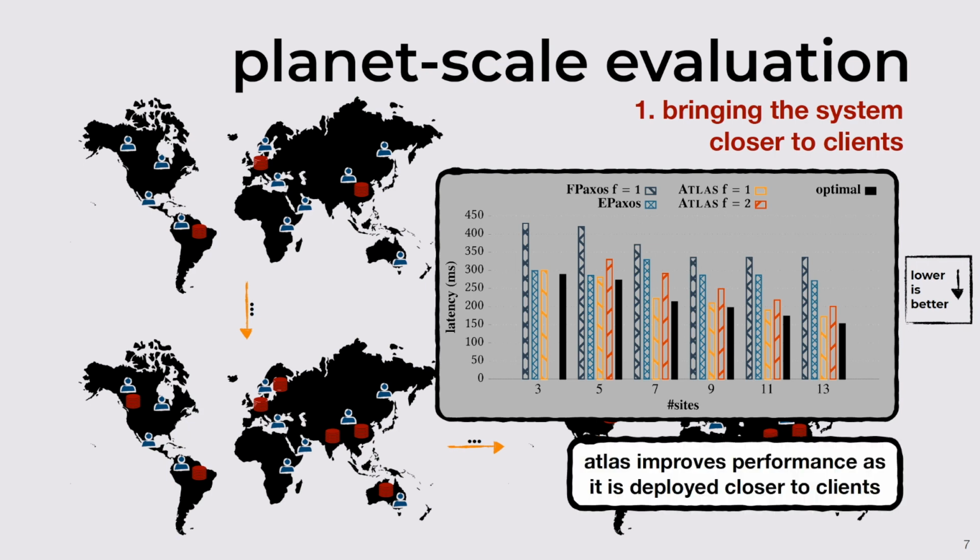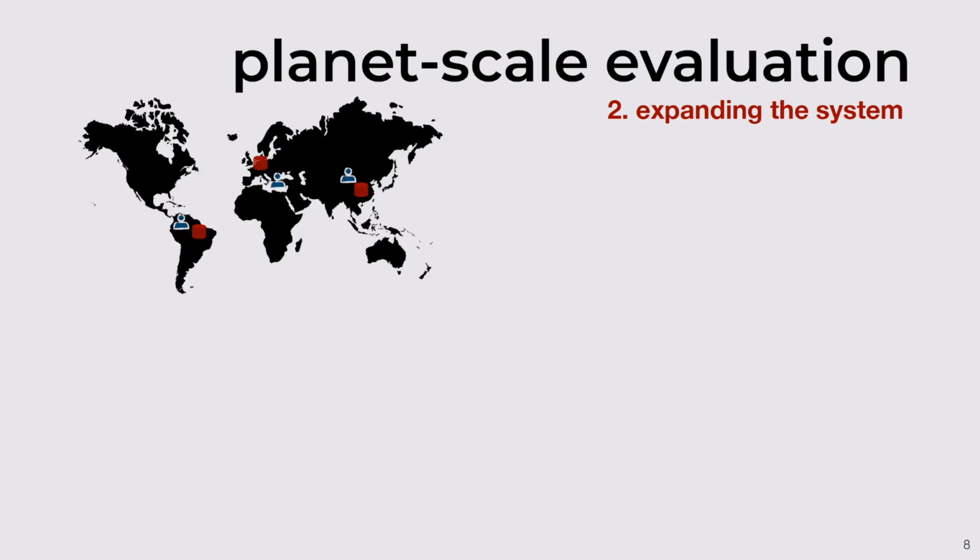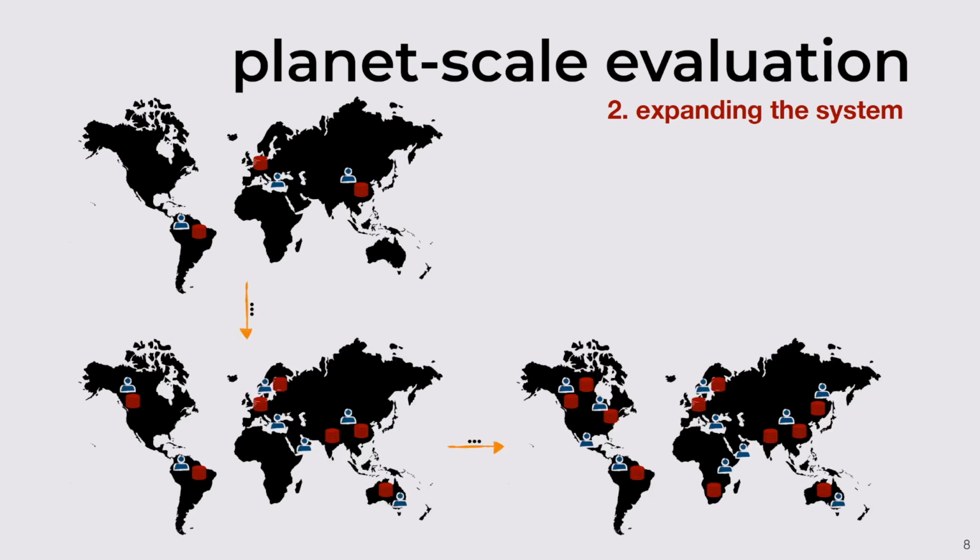Moreover, Atlas improves its performance as it is deployed closer to clients, cutting down latency by 40% when going from 3 to 13 replicas. In the second planet-scale scenario, the system is expanded in order to serve new clients on new regions. In this case, clients are always collocated with a replica, and again we stretch the system from 3 to 13 replicas.